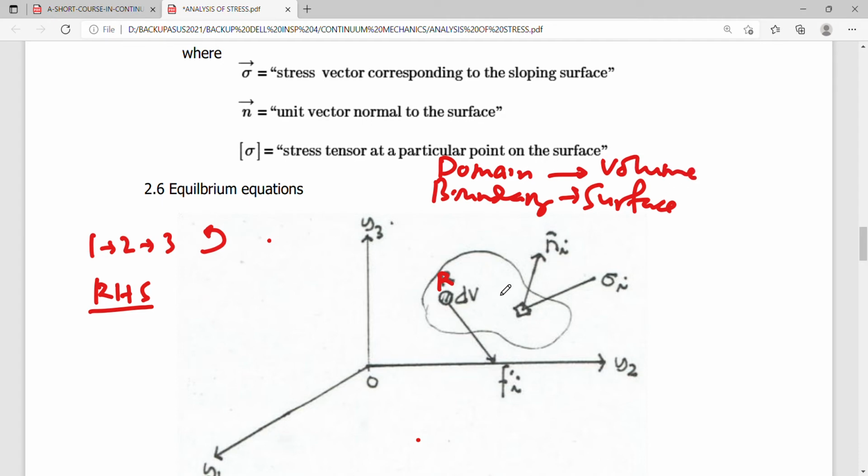This body is acted upon by the body force Fi, or simply the weight. The body force Fi, or the weight Fi, is concentrated on the centroid of the differential volume that is being defined.